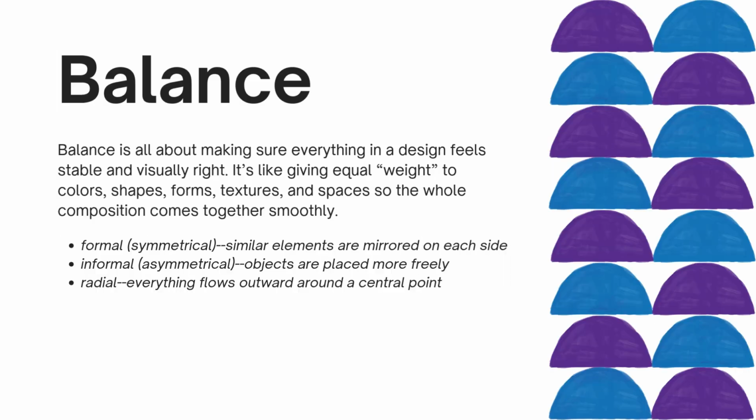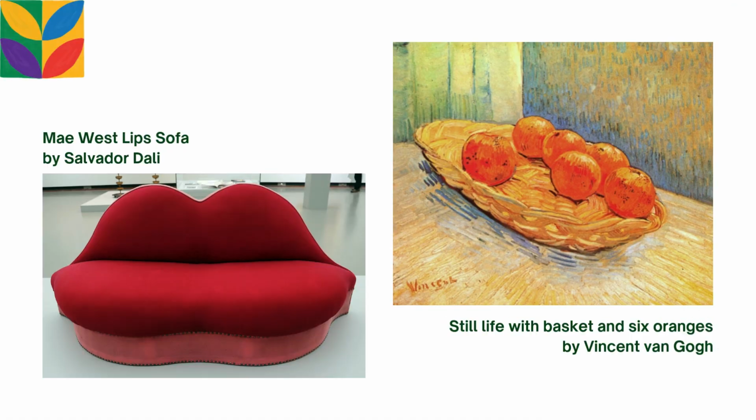Balance ensures everything feels stable and visually right. Artists achieve this by distributing visual weight equally, whether it's formal, also known as symmetrical, informal, also known as asymmetrical, or radial, where elements are radiating from a center point. It's the foundation of creating harmony in a composition. Balance can be found in many captivating works of art.